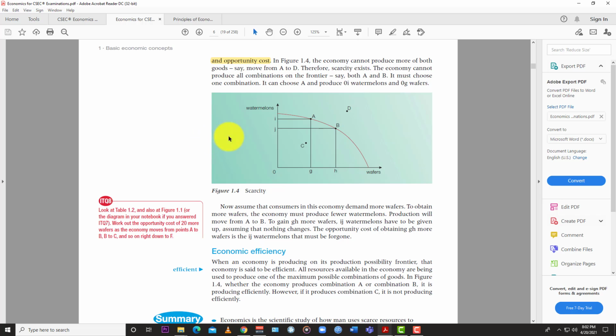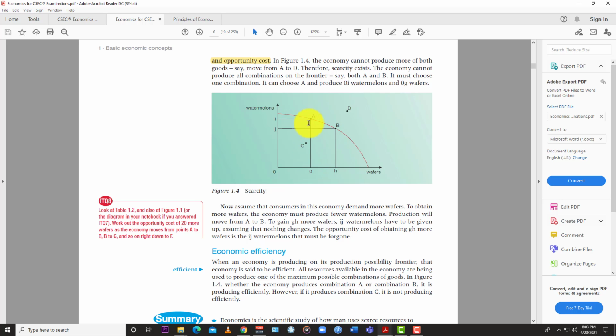Of course, we know that this is a production possibility frontier, PPF, or PPC, production possibility curve. It depicts an economy that, for simplification, produces just 2 goods. To produce the 2 goods, they have to give up one to get more of the other. That is how it depicts opportunity cost, because you have point A, point B. You have watermelons on this side, wafers on this side. Right now you're producing watermelon at I and wafers at G.